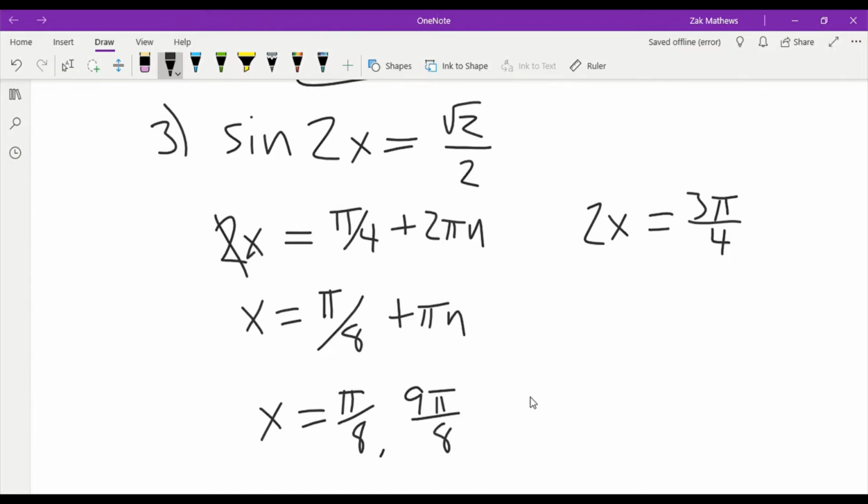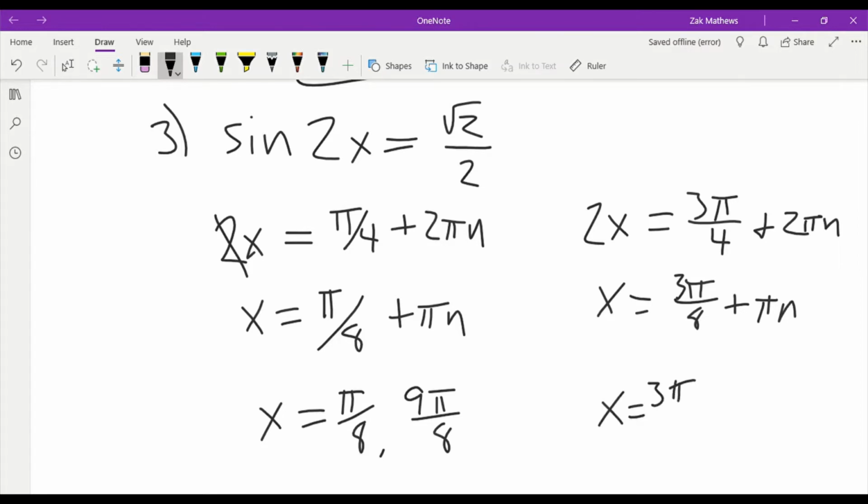If I look at this second equation over here to the right, I'm going to do the exact same thing. I'm going to put the plus 2 pi in there. So when I divide, I get x to be 3 pi over 8. But I also get a second possible solution because I can now add pi as many times as I want and stay between 0 and 2 pi. And so I get the solutions of 3 pi over 8, and I get 3 pi over 8 plus 8 pi over 8, or 11 pi over 8.